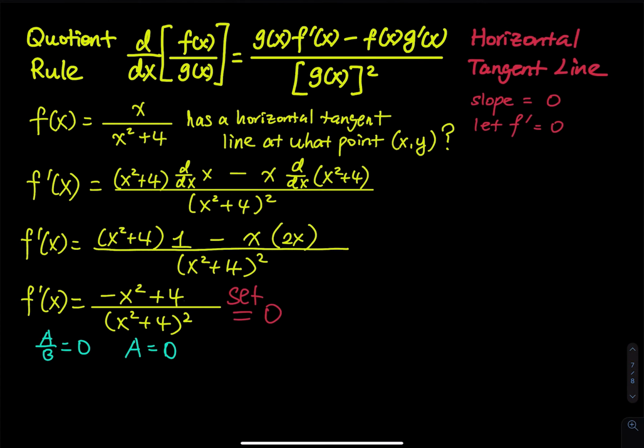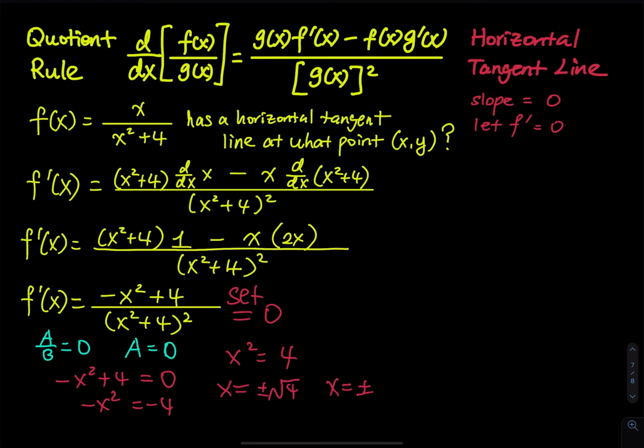So you have to do negative x squared plus 4. You have to let that equal 0, and then you solve for x. So you have negative x squared equals negative 4. So you have x squared equals 4. And then once you take the square root on both sides, you do not forget the plus or minus. So we have x equals plus or minus 2.